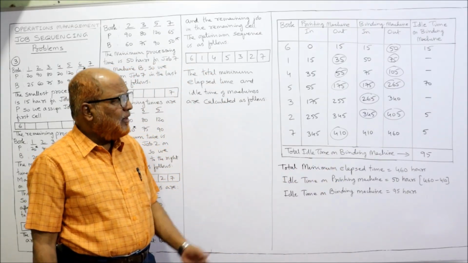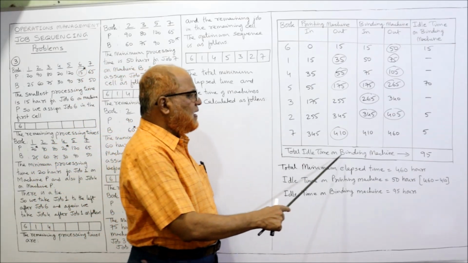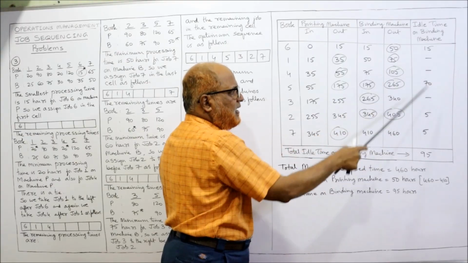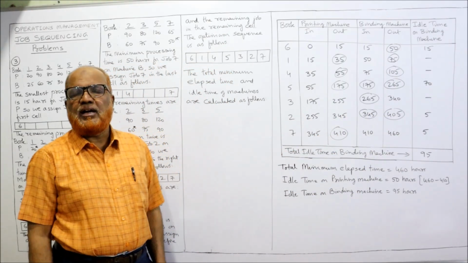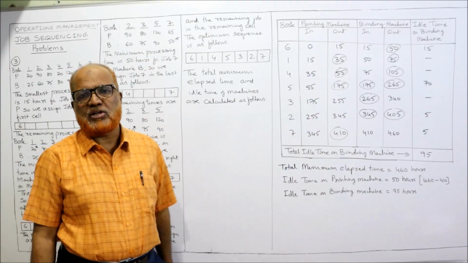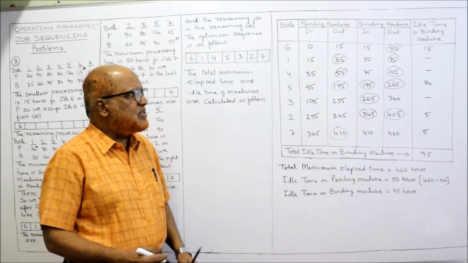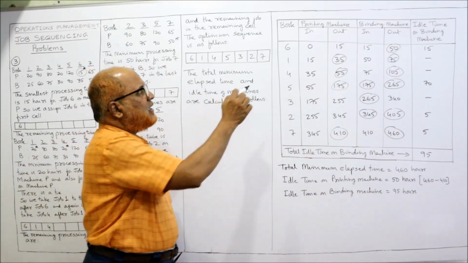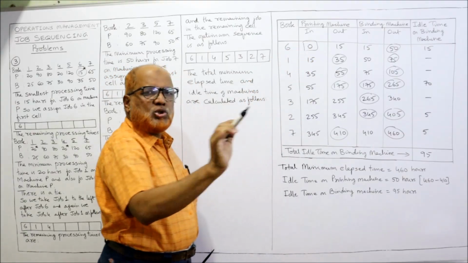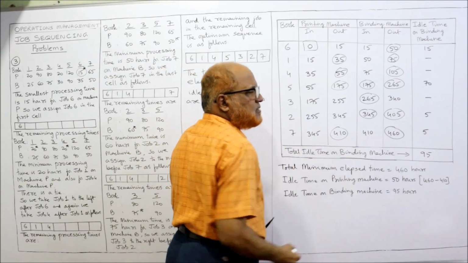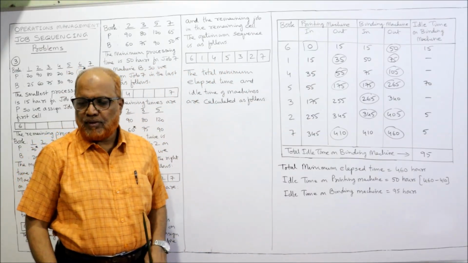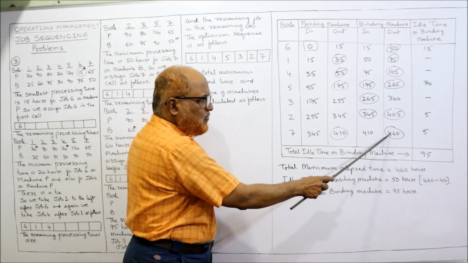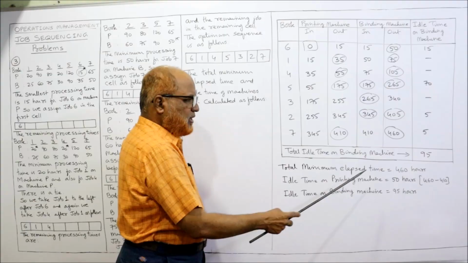That's all. Now we find out what is the total idle time on binding machine. 15 plus 70 plus 5 plus 5. 70, 80, 95. So total 95 days is the idle time for binding machine. And what is the total elapsed time? 460 days. First job was started at 0. All the jobs were completed at 460 days. So this 460 is called the total elapsed time. So total minimum elapsed time is 460 hours or days, whatever it may be.